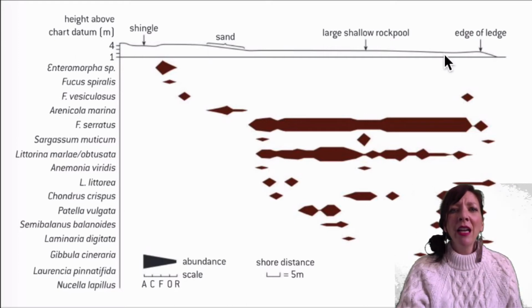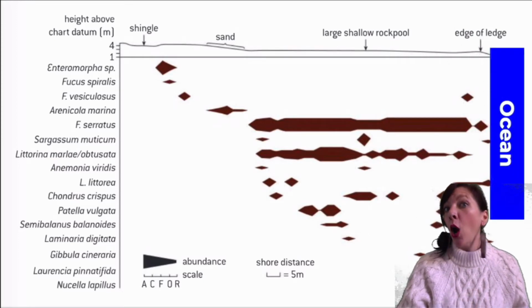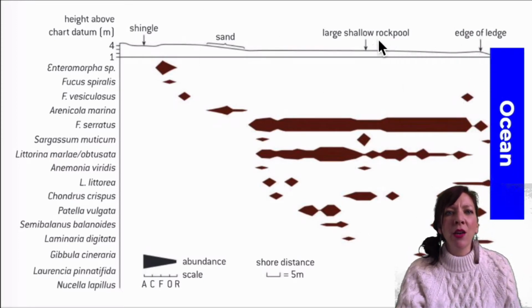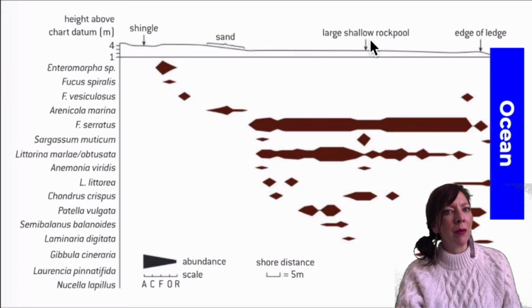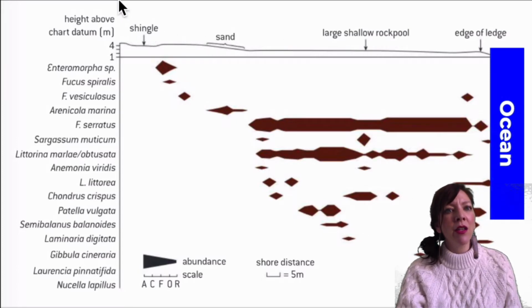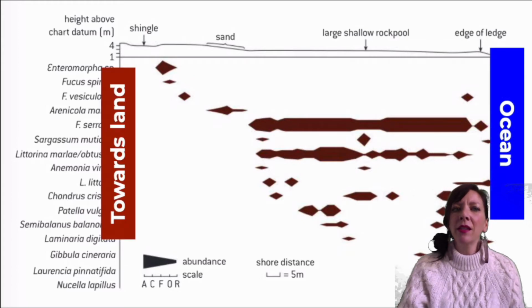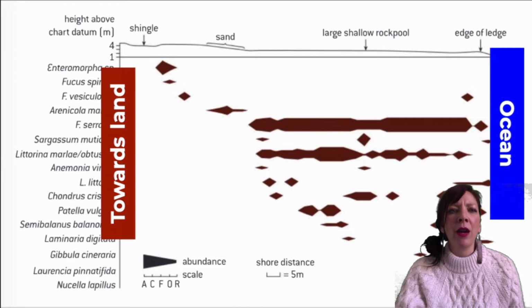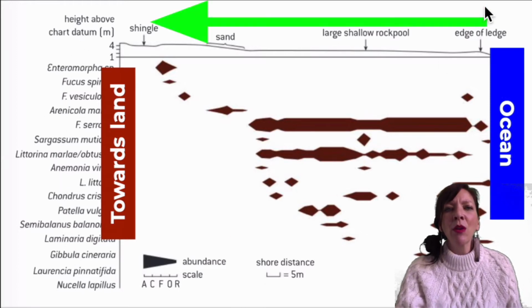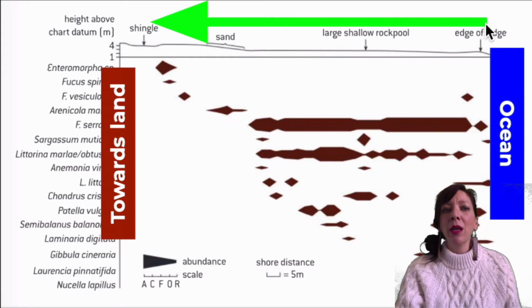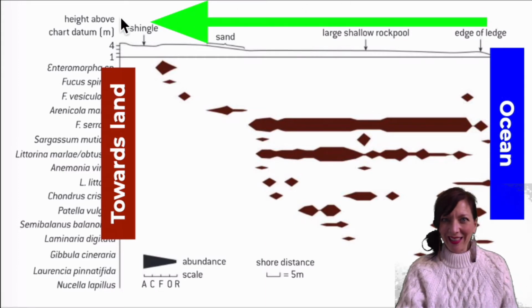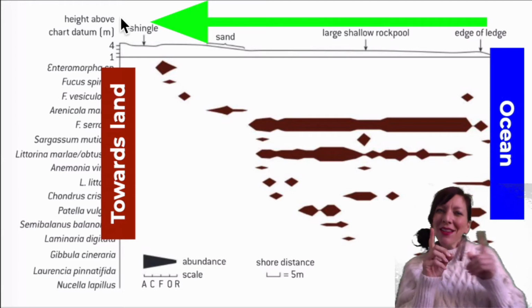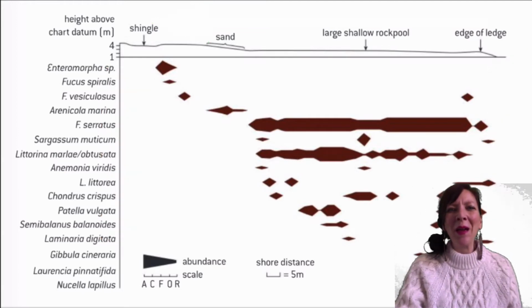If you look here, you're going to see the edge of the ledge. Almost think that this is where the ocean is. And then it's going to go large, shallow rock pool, sand, shingle. That means on the left-hand side, this is going to be towards land. On the left-hand side of your diagram, you're also going to see all these species names. Remember, we're going along that environmental gradient from the ocean towards land. Remember, this is a type of zonation.